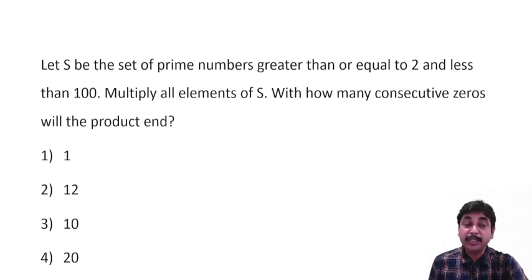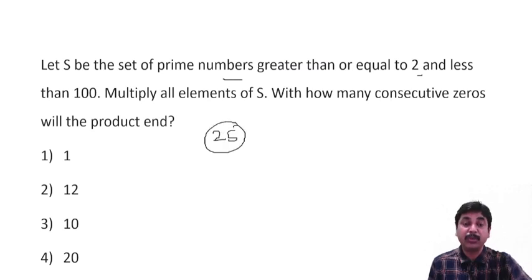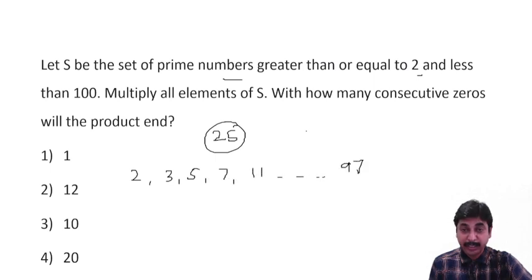Now the next question, this is a very good question. Let S be a set of prime numbers greater than or equal to 2 and less than 100. Now all of you know that there are 25 prime numbers between 1 to 100. So there are 2, 3, 5, 7, 11 up to 97. What are they asking? Multiply all the elements of S. With how many consecutive zeros will the product end?